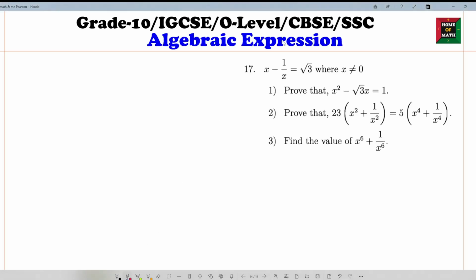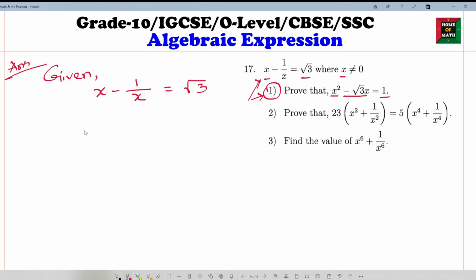Today's question: given x minus 1 by x equals root 3, where x is not equal to 0. Our first question is to prove that x square minus root 3x equals 1. For this, we have to get help from the given part. It means, answer: given x minus 1 by x equals root 3.